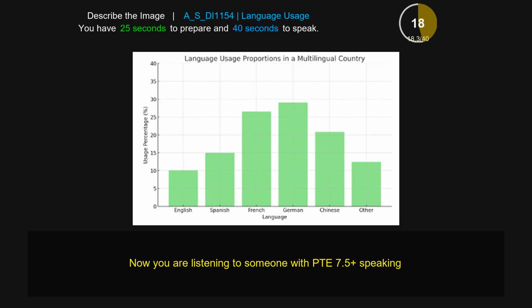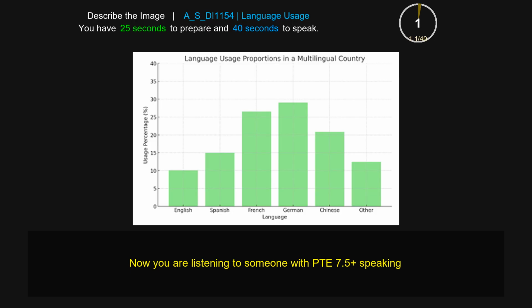The lowest number was English, which was 10%. Chinese speakers were 20% and Spanish 15%, while French was 25% and others were 15%. Overall, language use proportions in a multilingual country was good.